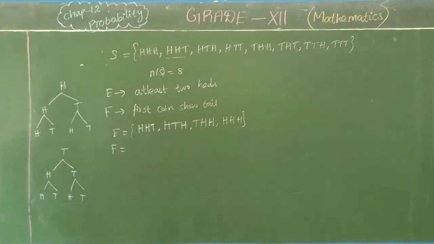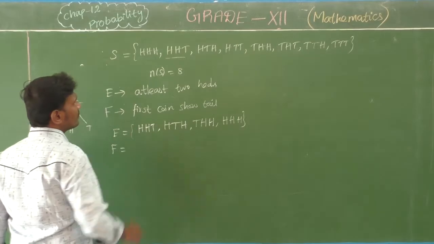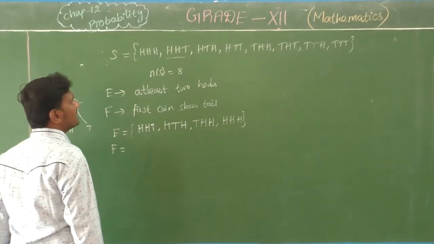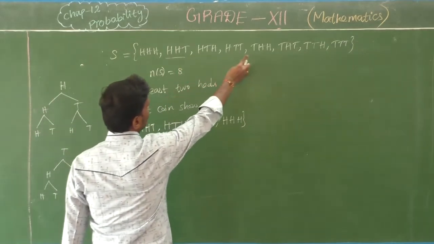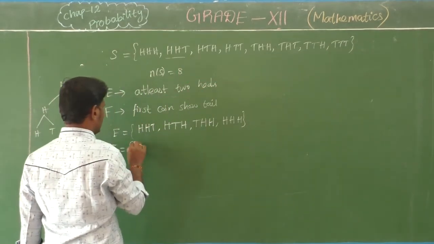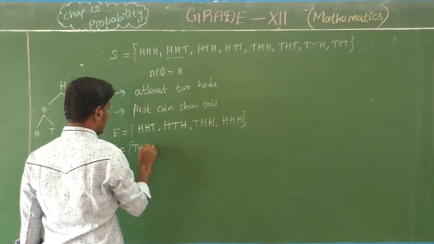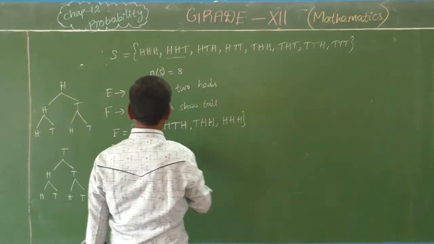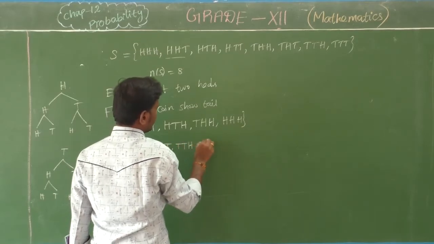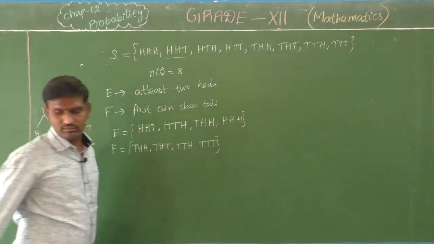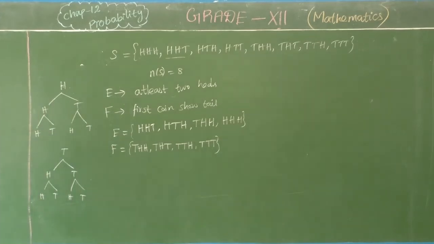So here, what is F? First coin shows tails. Okay, what is first coin shows tails? See, what are they? First THH, then THT, then TTH, then finally triple T. So look at the events E and F. On both you have n of E is 4 and n of F also 4.